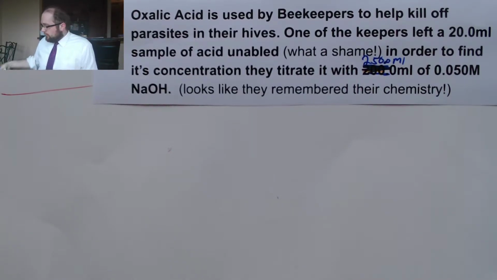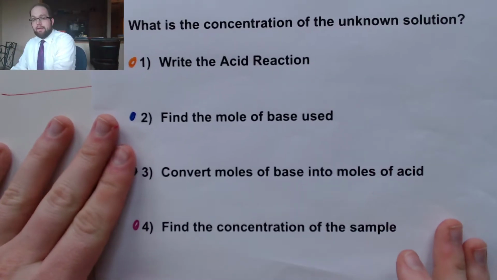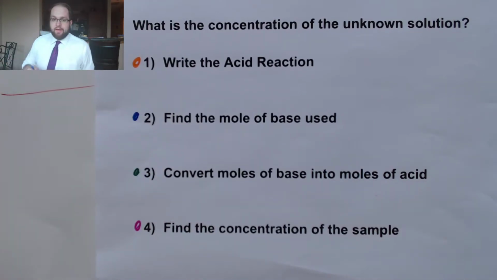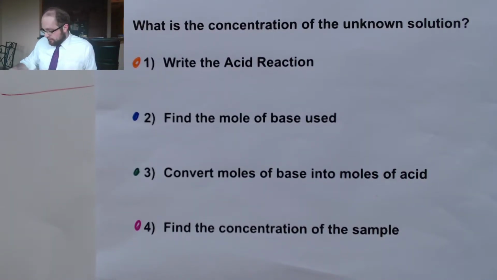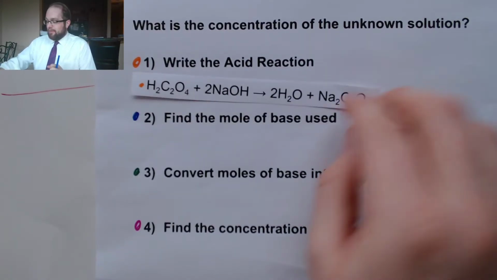Let's set up the same 4 steps that we've used. We need to write an acid reaction, find the moles of base that we used, convert those moles of base into moles of acid, and then find the concentration of said sample. If you haven't already, why don't you pause and try to write the reaction between oxalic acid and sodium hydroxide. If you want to see what it looks like, take a look now.